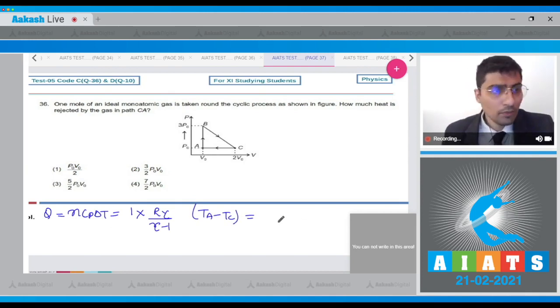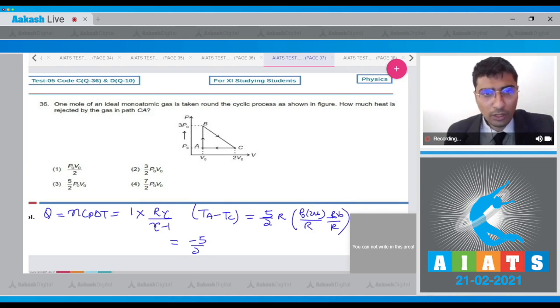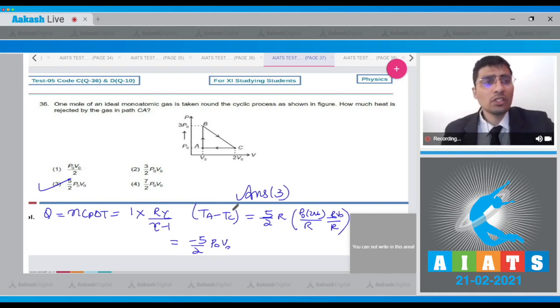So this can be written as 5 by 2 R into P naught into 2 V naught by R minus P naught V naught by R. So this will be equal to minus 5 by 2 P naught V naught, and hence option number 3 is the correct answer. Now moving on to question 37.